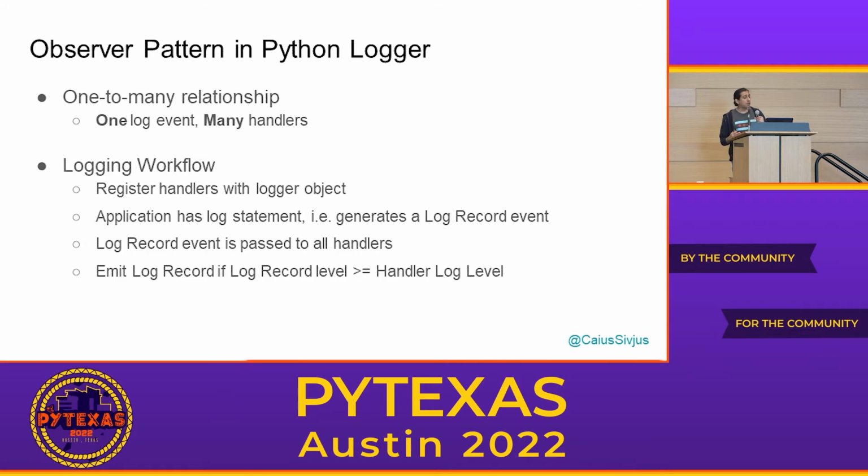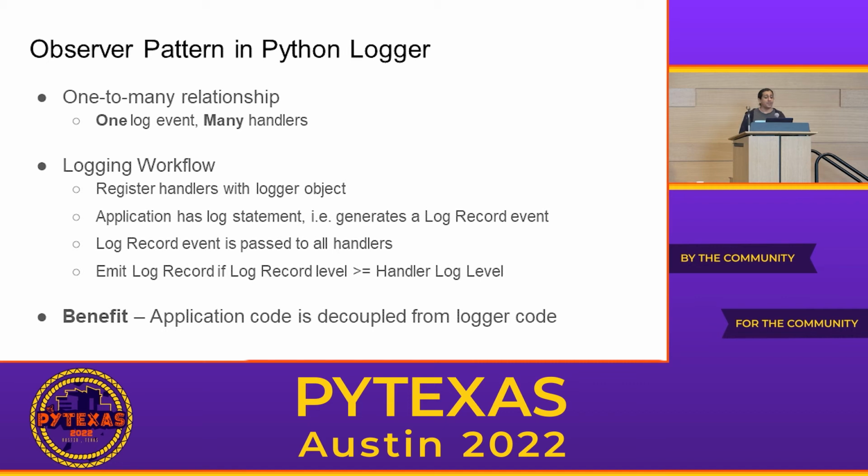And when we set up the Python logger, we register handlers with our logger. We're going to add log statements to our application. These statements are going to generate a log event. And then these log events are going to get passed to the handler. And the log is going to be emitted if the log record level is greater than our handler threshold. And the key benefit of using this pattern is that it allows us to have our application code separated from our logger code.